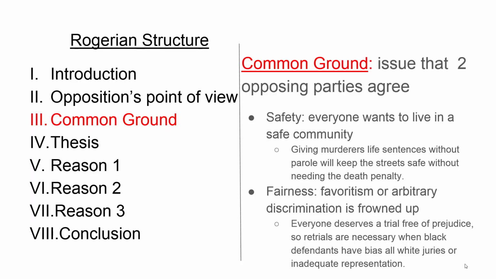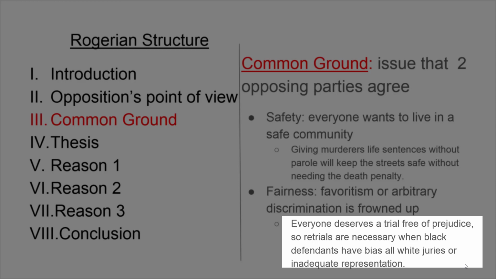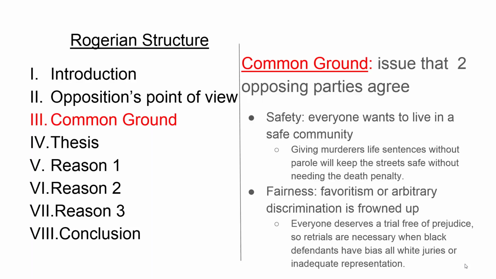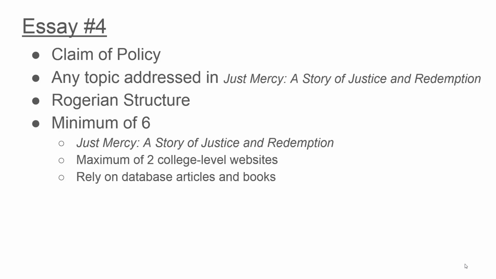In this case, both sides have made a compromise. Also, fairness. Favoritism or arbitrary discrimination is frowned upon. So a statement would be, everybody deserves a trial free of prejudice. So retrials are necessary when Black defendants have biased all-white juries or inadequate representation. So in both situations, I found common ground. It is a compromise.